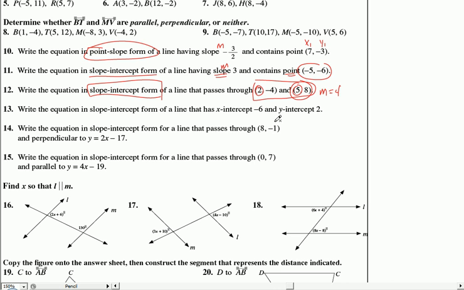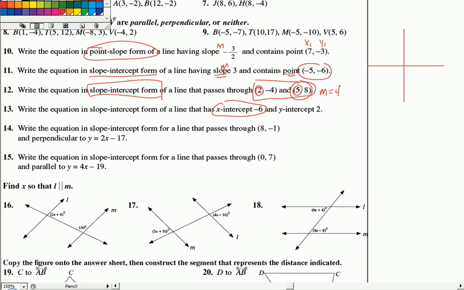This one's a little bit different, but it's kind of the same as 12, but you have to figure something out first. See where it says the x-intercept? It's where it crosses the x-axis. So if I drew a little x and y axis right here, and if I had a line, it's going to cross the x-axis at -6. We'll just say it's right here.